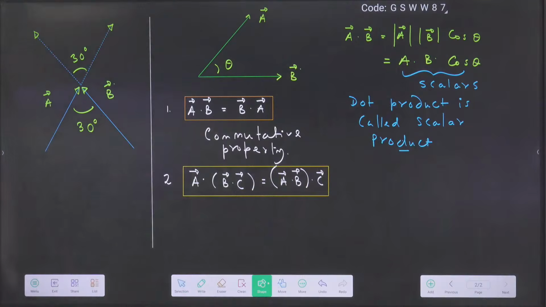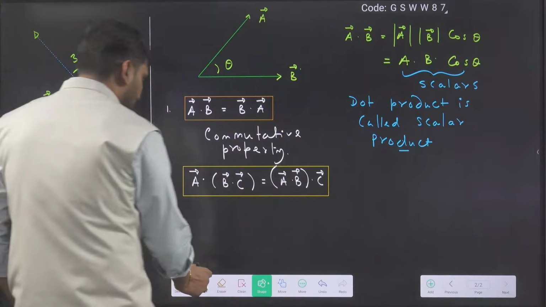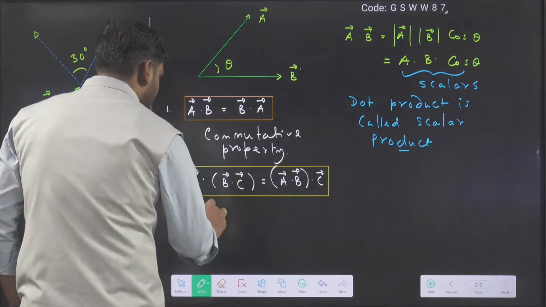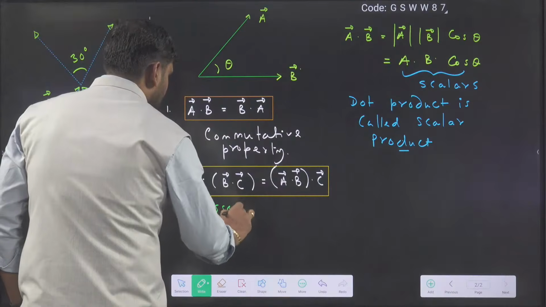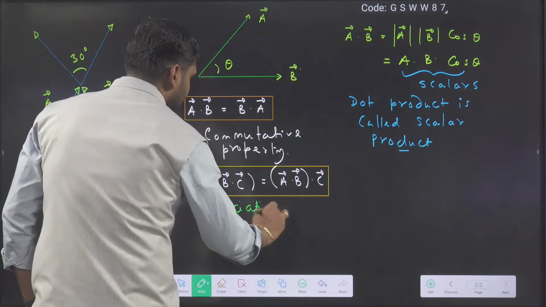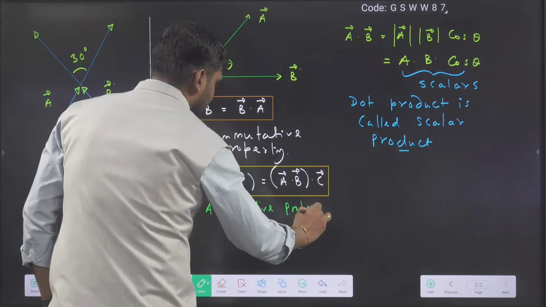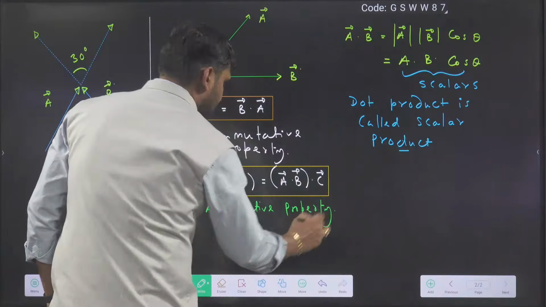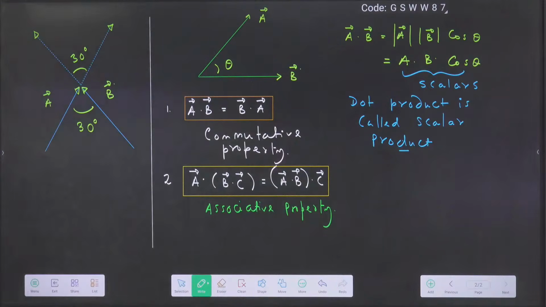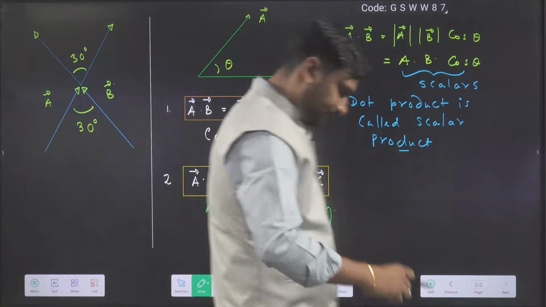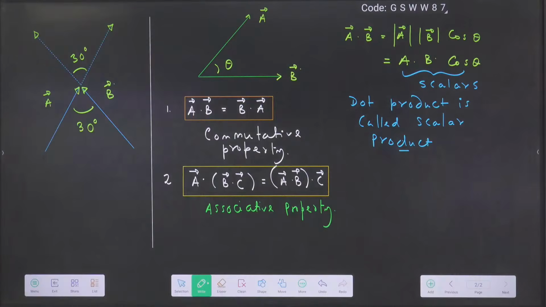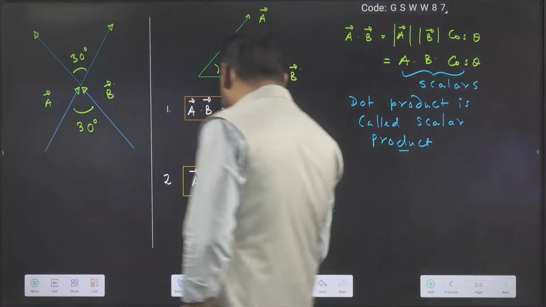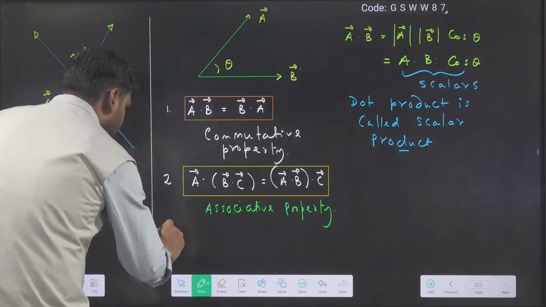Yeah. So this is called associative property. Yeah, someone said correctly. This property is called associative property. This is called associative property. Okay. Number 3. Let us come to number 3.